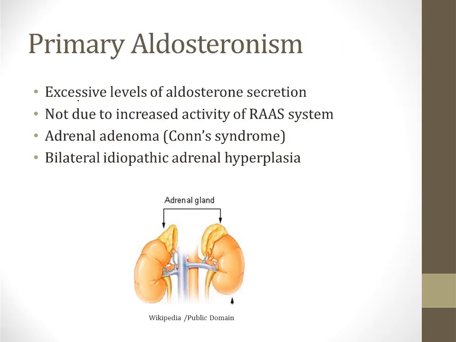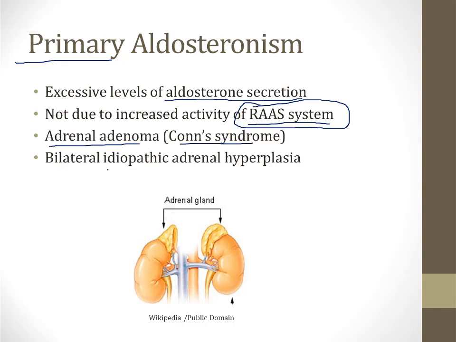Primary aldosteronism is a classic cause of secondary hypertension, so let's talk about that now. In primary aldosteronism, there is an excessive level of aldosterone secretion from the adrenal glands, and importantly, this excess aldosterone secretion is not due to increased activity of the renin-angiotensin-aldosterone system. That's why it's called primary, because it is not secondary to the RAAS system. This can occur when there is an adrenal adenoma. When this happens, it's called Conn syndrome. This can also occur due to bilateral idiopathic adrenal hyperplasia.